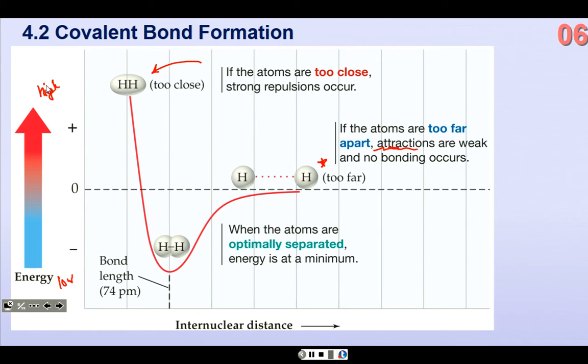And notice that it's apparently in negative values of energy, but they're not giving you numbers at the moment. When they are at appropriate distance, they're optimally separated. The energy is at a minimum, and apparently you get a bond length that's in the picometer range for a pair of hydrogen atoms when they make a covalent bond. So at that place, when it's optimally separated, the balance is appropriate between the attractions and repulsions.